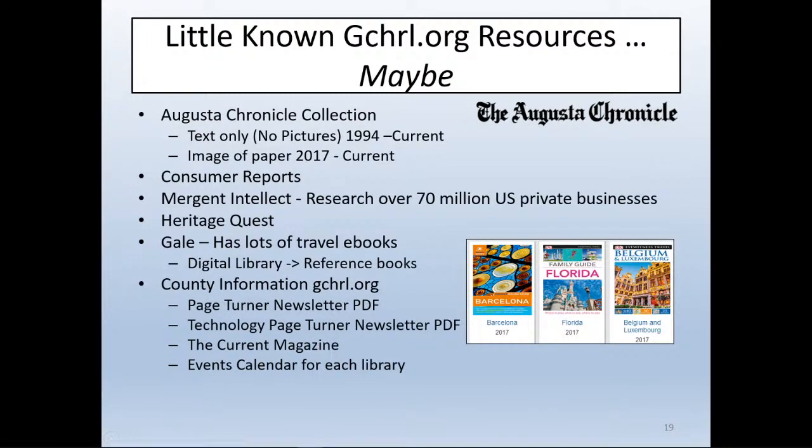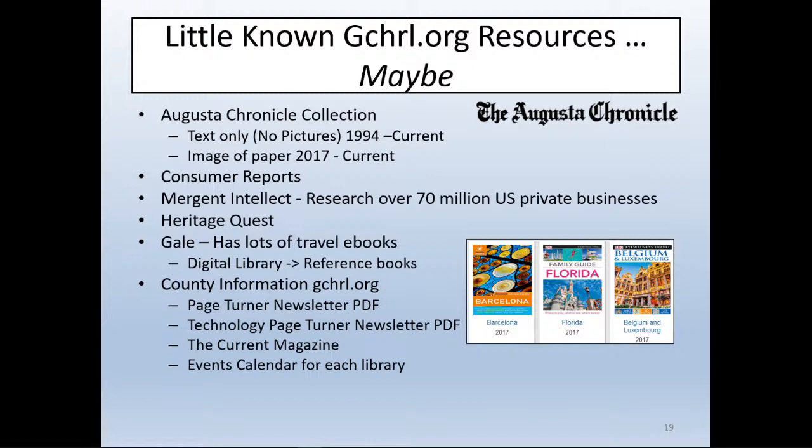So let's talk about some little known things you may or may not know about from GCHRL.org resources. One of them is actually accessing the Augusta Chronicle back catalog. It's listed that you can access that up until 1994, currently with text only, and images currently to 2017, okay? So they are working to continuously add to this, but that's what they have so far.